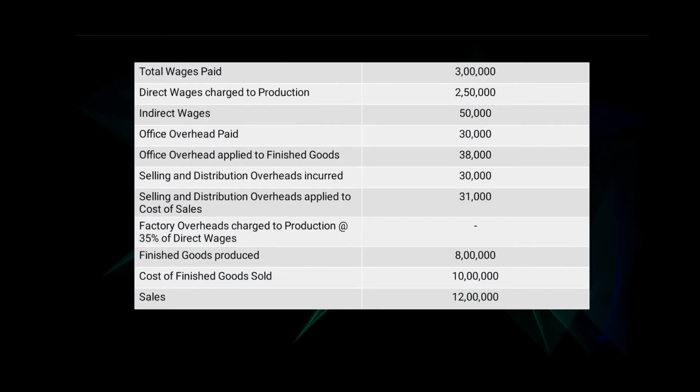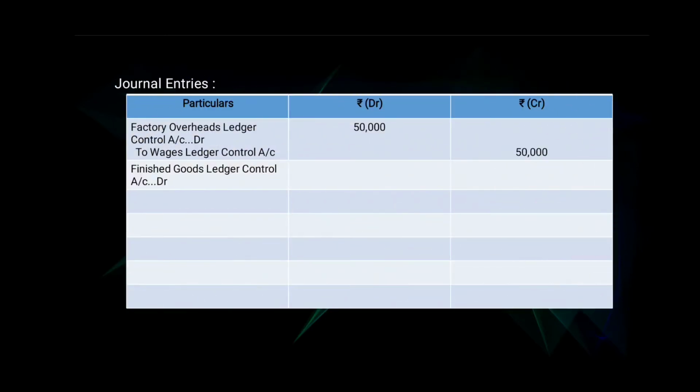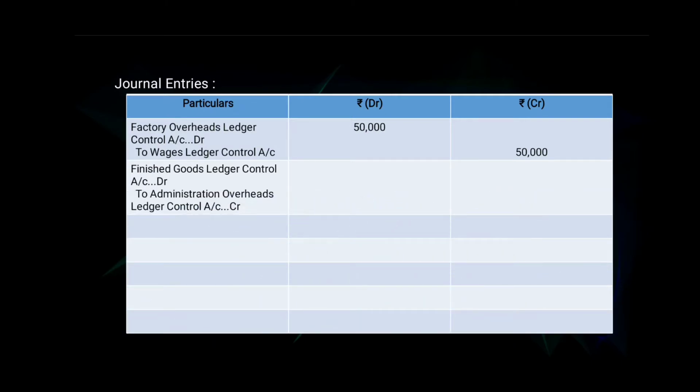Next, office overheads paid. Amount is given as 30,000. Factory overheads applied to finished goods. Amount is given as 38,000. So the journal entry will be finished goods ledger control account debit to administration overheads ledger control account. Amount is 38,000 on the debit and on the credit side.